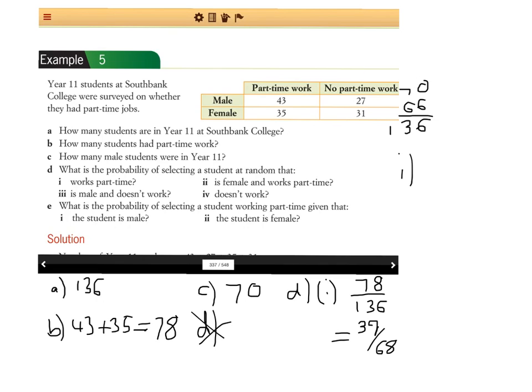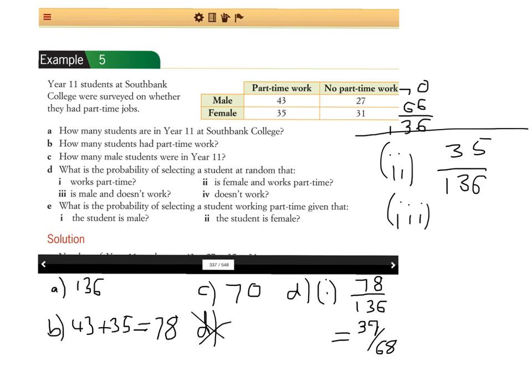Okay, part 2. Remember, we're still doing question D. Is a female and works part-time? We're not choosing from just the female students. We are still choosing from the total population, which is 136 students. But we are only talking about students who are female and work part-time. So that means it's going to be 35 over 136, and we need to check for common factors between the numerator and denominator. I'll go 35 divided by 136 in my calculator. I might need to press the S-D button to get it as a fraction, and that is actually the simplified answer, so you can move on.